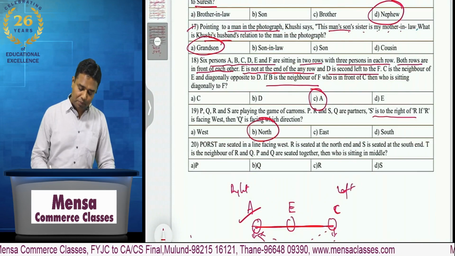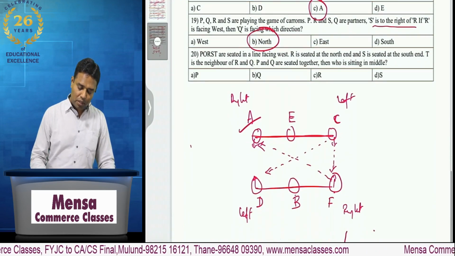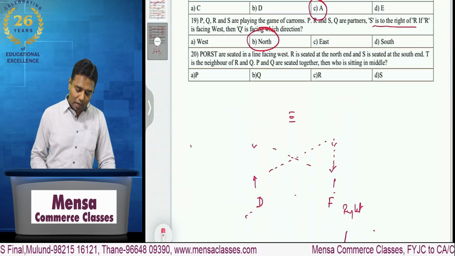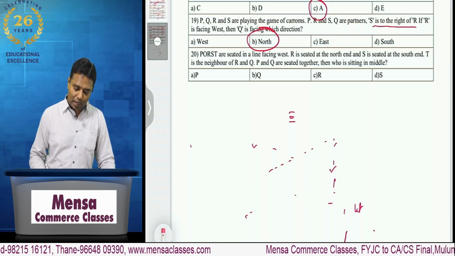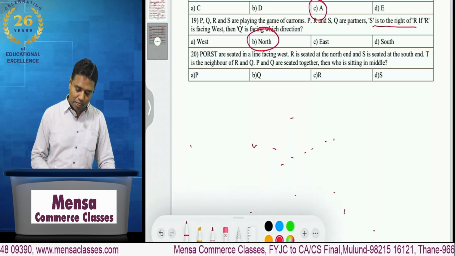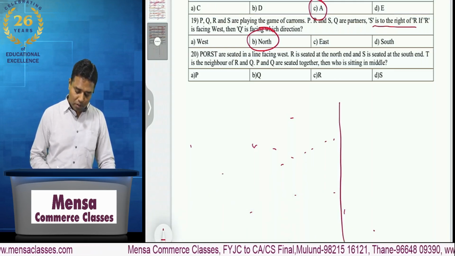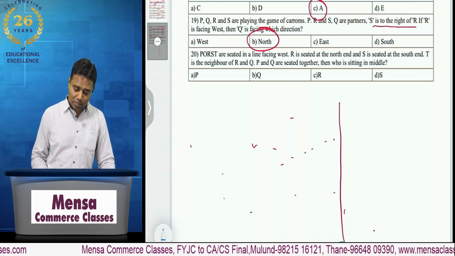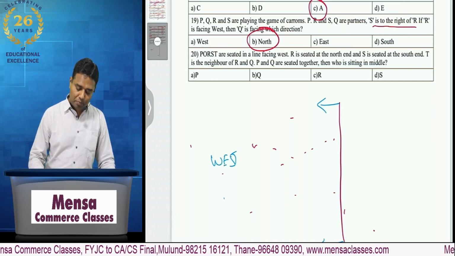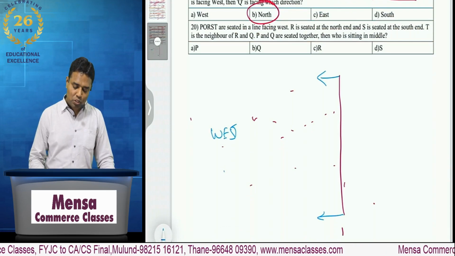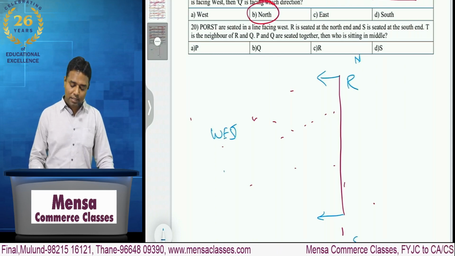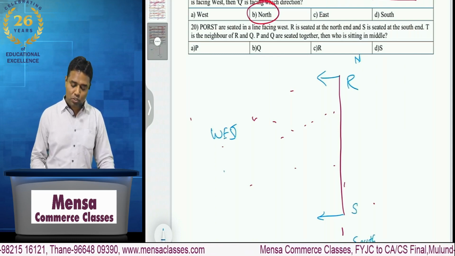Got it? Next, let's move on to the last part of our logical reasoning. What is the question asked here? P, Q, R, S, T are seated in a line facing west. So let's draw it here. They are facing west, so this particular direction. What is said? R is at the north end. This is north, this is south. R is at the north end and S is seated at the south end.